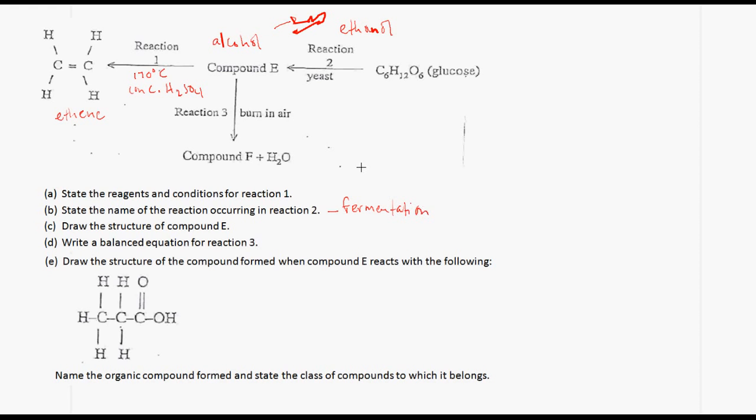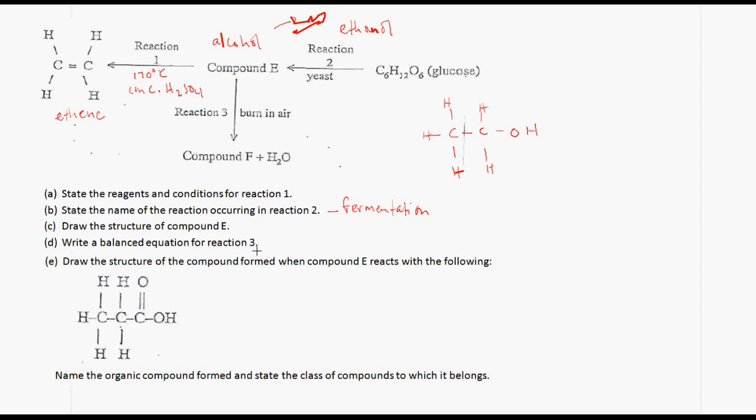We have to draw the structure of E. We know that E is an alcohol, and this will be compound E. It has 2 carbon atoms and an OH group present. So this is ethanol.